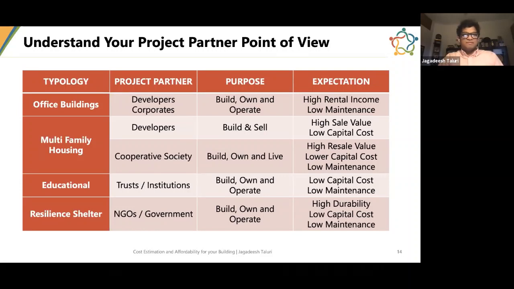The office buildings, the developer who's doing the office buildings may tend to own the building and lease it. So for him, getting a higher rental income while having low maintenance is priority. Whereas for multifamily housing, the developers may want to just build the building and sell it off. So for them, getting a higher sale price is priority. In the same way, for the rest of the project partners also, either the low cost or low maintenance is the priority.